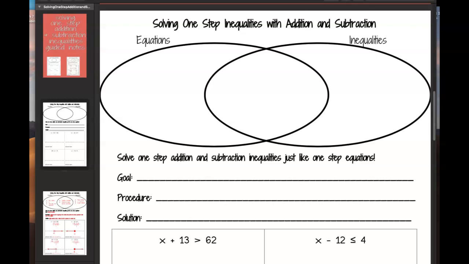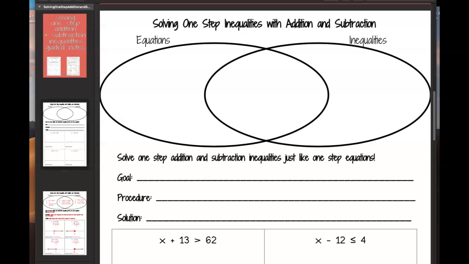First, I want you to pause the video and think about some of these things on your own. Think about how you solve, how many answers you get, graphing, and what the goal of solving is. And when you're all out of options, go ahead and push play again so that you can see what I came up with.